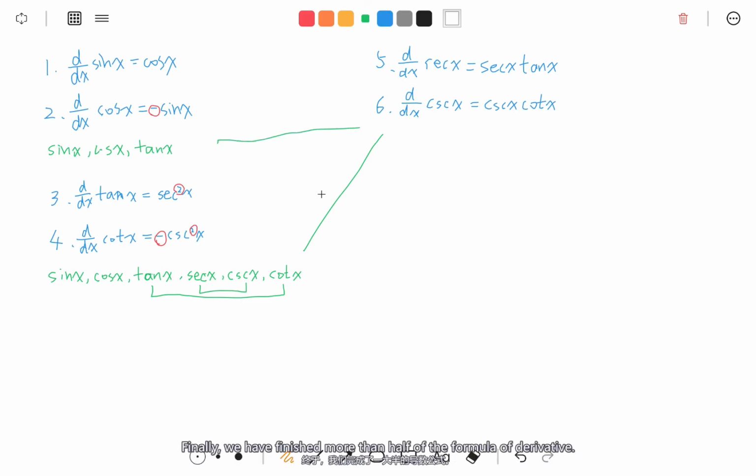And finally, we have finished more than half of the derivative formulas because these 6 formulas are all really easy. All you need to do is remember these formulas so that you could use them in the questions.